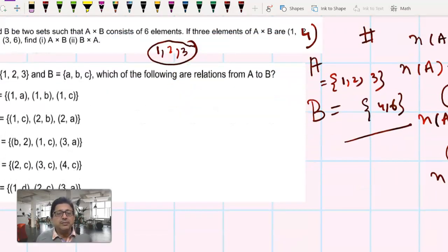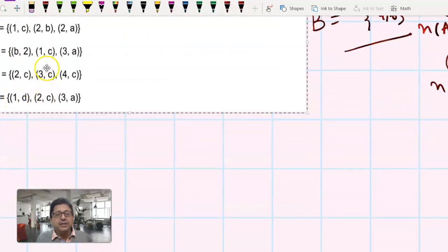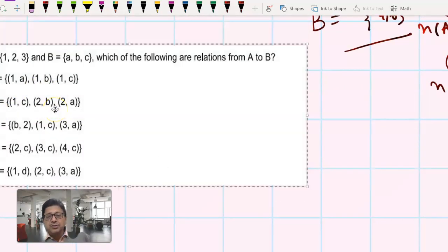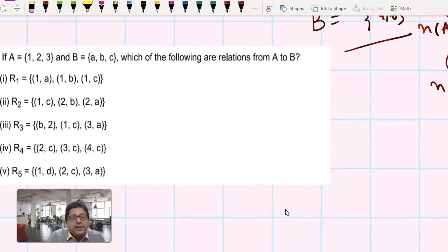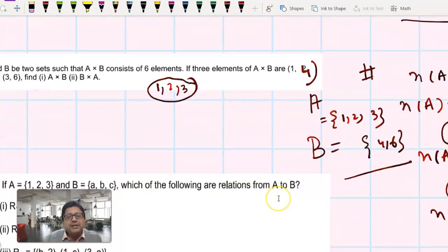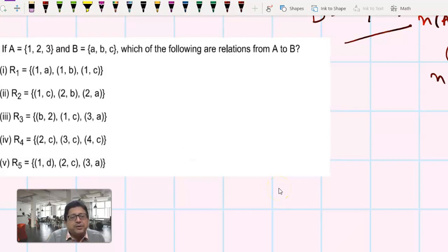Now how to solve these kinds of things where A, B, C are given in this manner, and you are supposed to check whether this is a relation from A to B or not. R1 is given 1A, 1B, 1C. A contains 1, 2, 3. B contains A, B, C. Every time you draw the arrow diagram, you just check mentally whether it is a relation from A to B or not. Here R1 has just one element taken. A, B, C all 3 are there. So second elements will be taken from B in A cross B, and first element will be taken from this set. So 1 is there, that's why it is a relation.